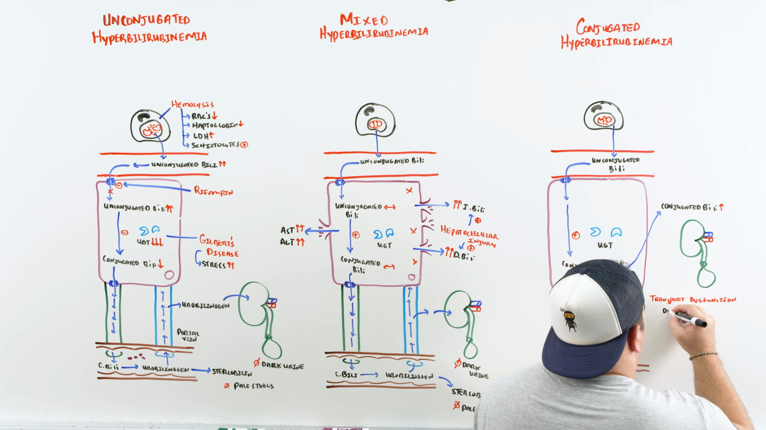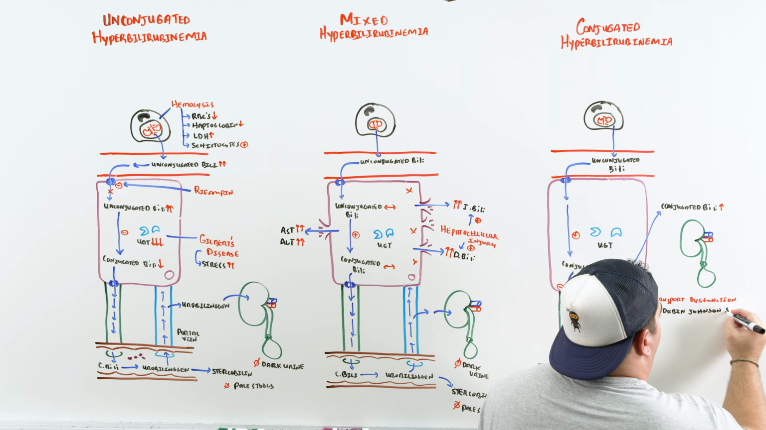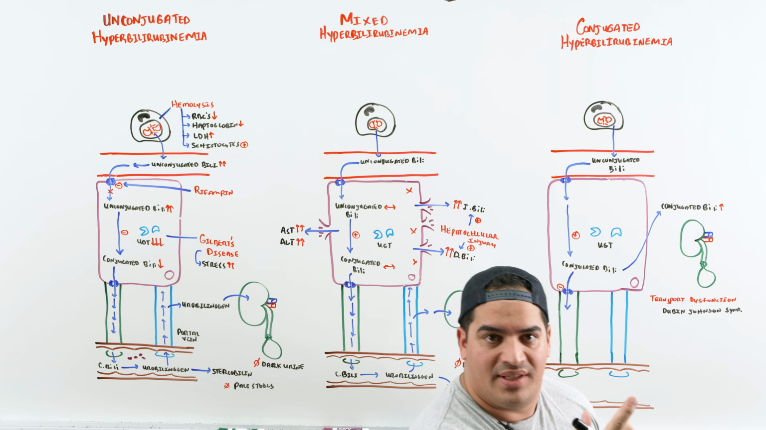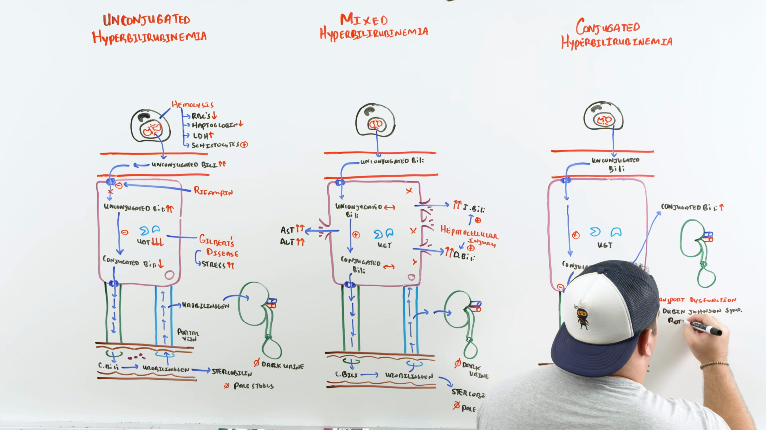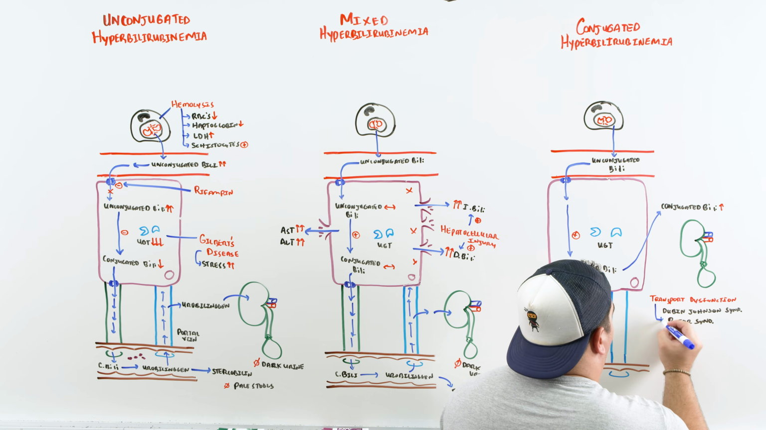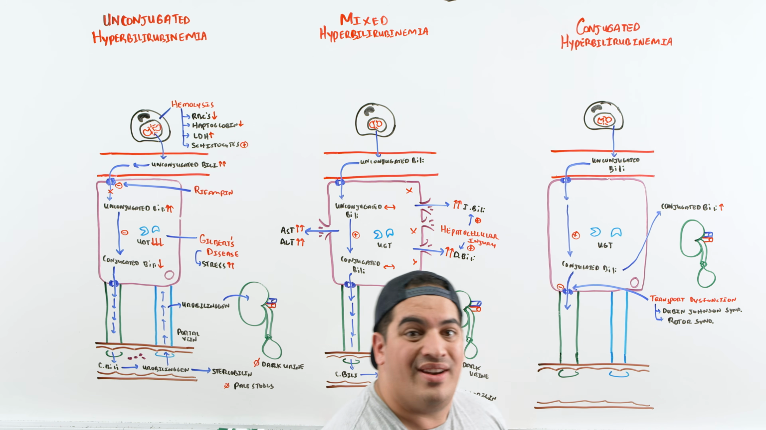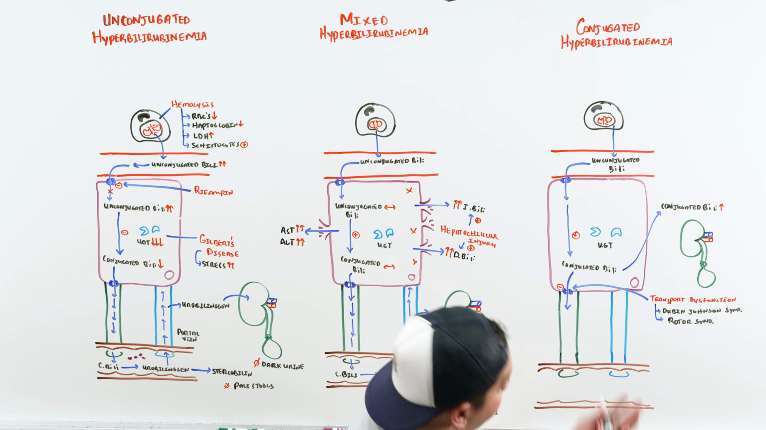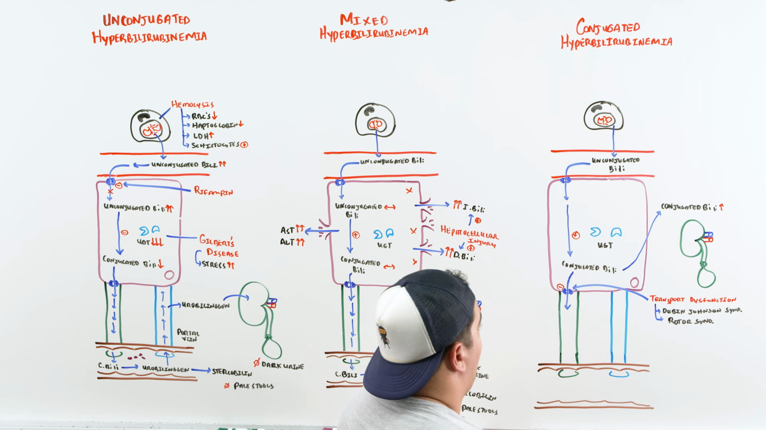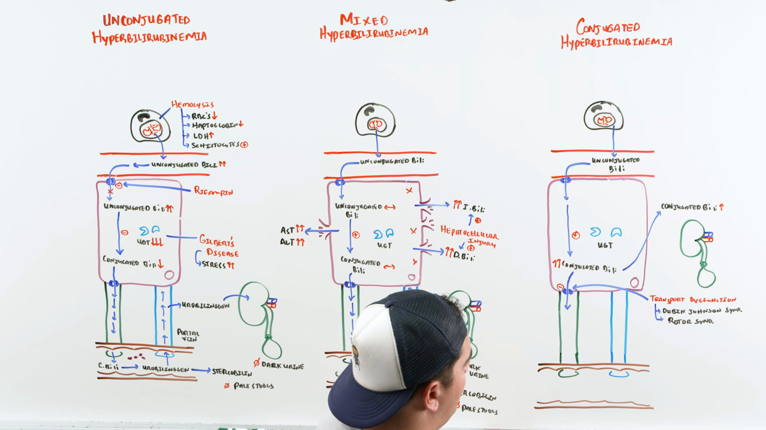One is called Dubin-Johnson syndrome, and the other one is called Rotor syndrome. So you have two types. The whole purpose here is that this is causing this particular process to occur. You're not excreting conjugated bilirubin. Okay, that's a problem because if I don't excrete the conjugated bilirubin, it builds up in the cells. If it builds up in the cells, eventually it will leak into the bloodstream. All right, that's one cause.